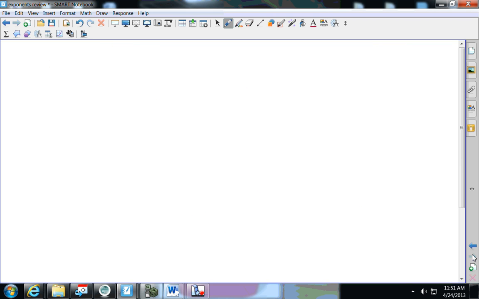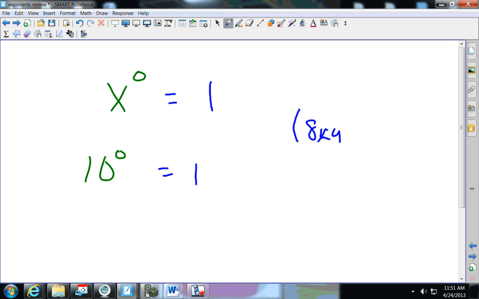Now, one other thing. What is anything to the 0 power? If I put x to the 0 power, 10 to the 0 power, anything to the 0 power is 1. You could have 8xyz to the 0 power. It's 1. Anything to the 0 power is 1. Make sure you remember that.